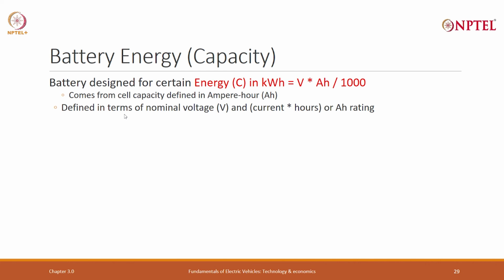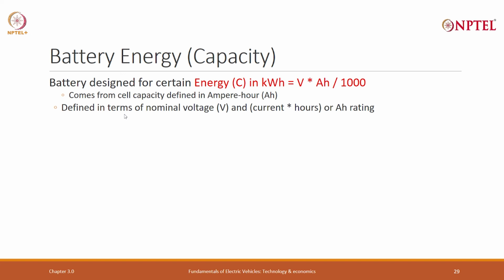A battery is to be designed to provide energy over a range as well as peak power. Peak power is determined by the discharge rate, and energy over a range is the capacity of the battery. This is what you need to do. And a battery is designed for a certain energy in kilowatt hour.